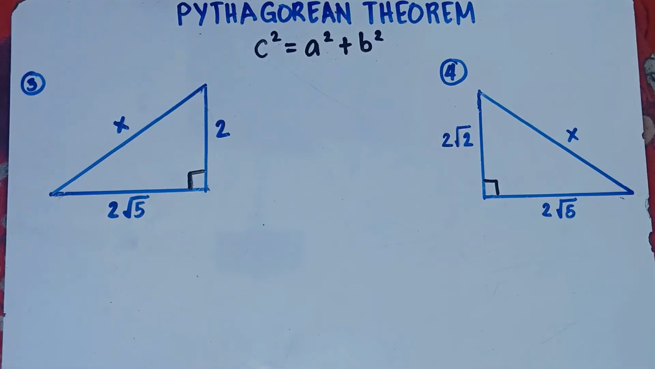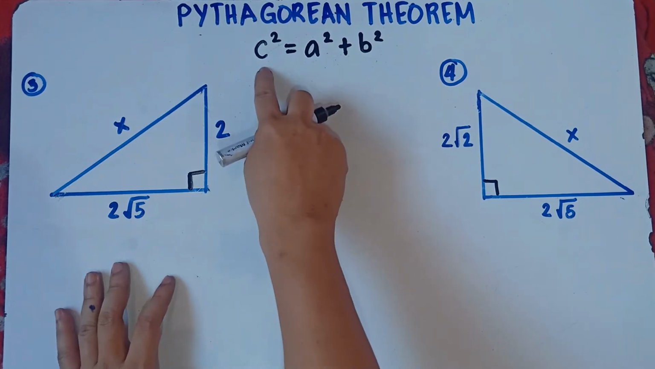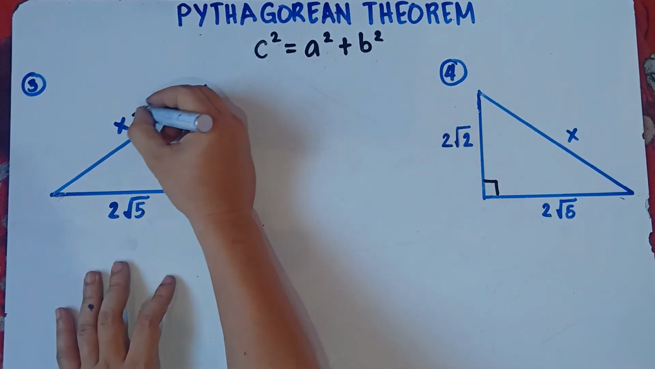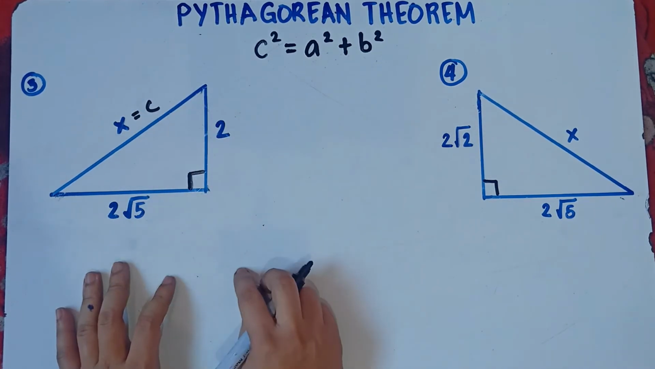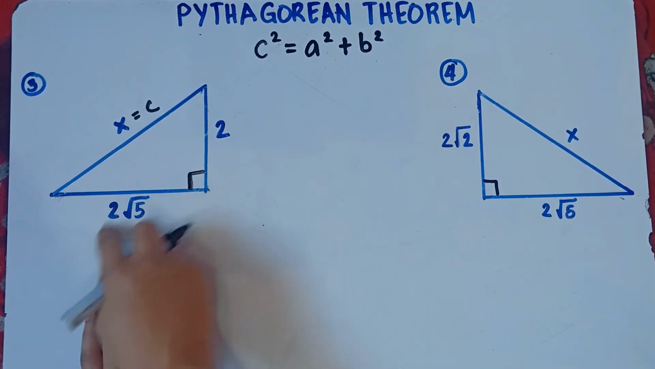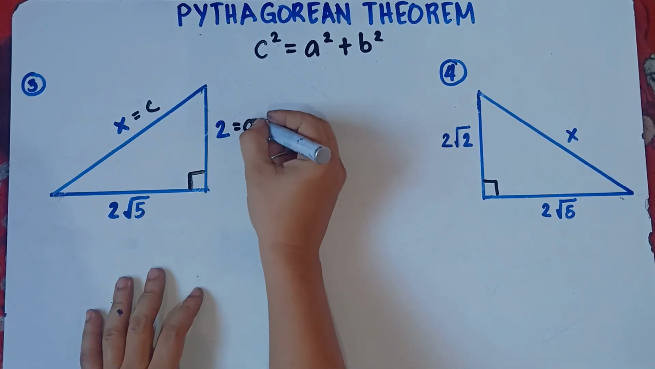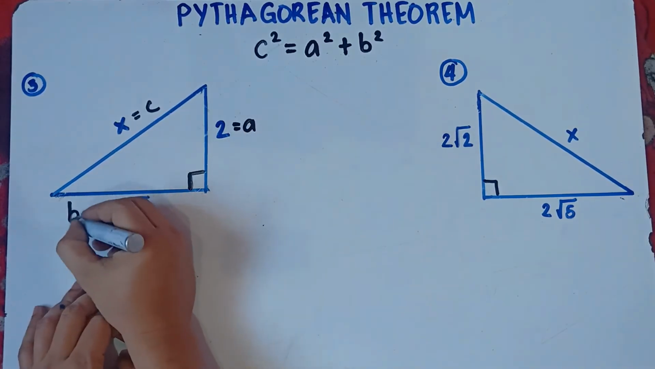Now, what if the given sides are radicals? How will you simplify this one? How will you find the side? So once again, we need to label C, A, and B. C is always the longest side, so this side is our C. So X will be our C. Now, you can have this one as your A, or you can have this one as your A. It depends on you, class, which do you prefer? So let's have this one as our A. So 2 will be our A, and this one will be our B.